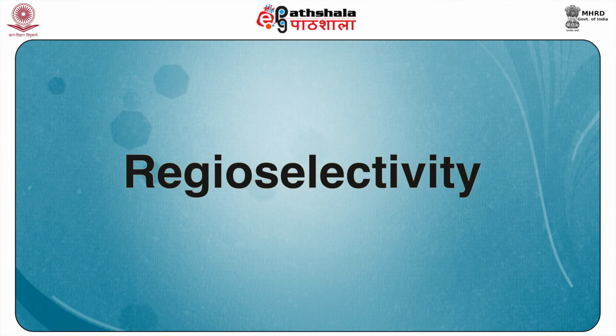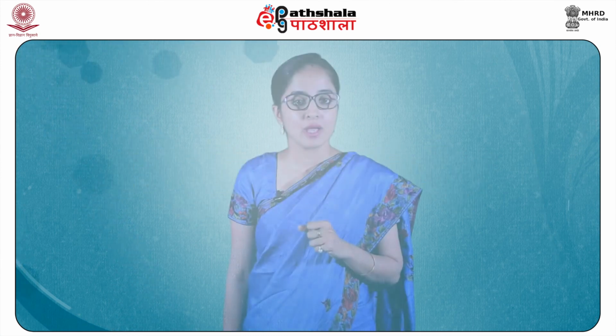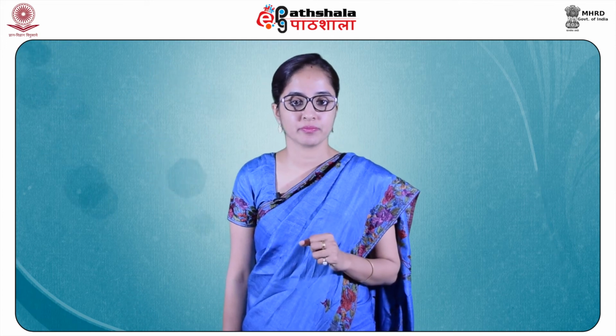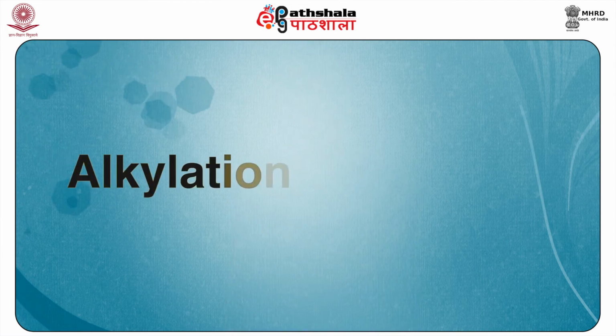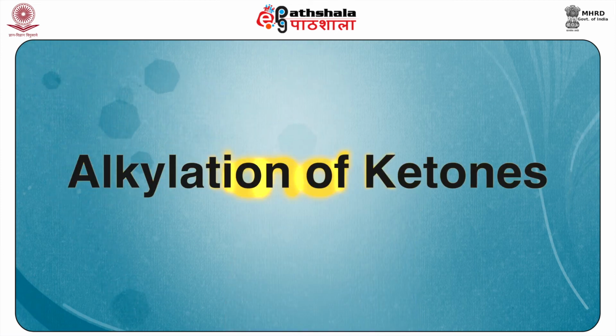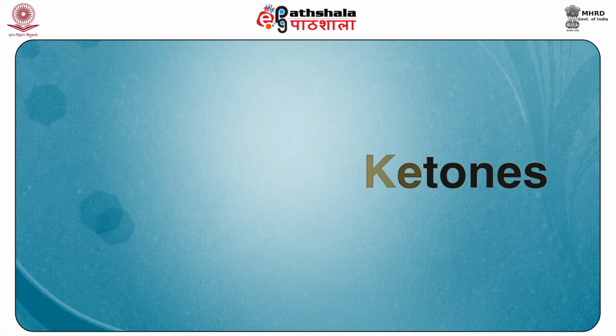Now students, let us talk of a very important concept, that is regioselectivity. Many reactions have a strong preference for forming only one regioisomer over the other possible isomer. This property is known as regioselectivity. The subject has been partly covered in the earlier modules dealing with ambident nucleophiles. In this module, we shall illustrate regioselectivity with some good examples. Let us first consider the alkylation of ketones as an example of regioselectivity.